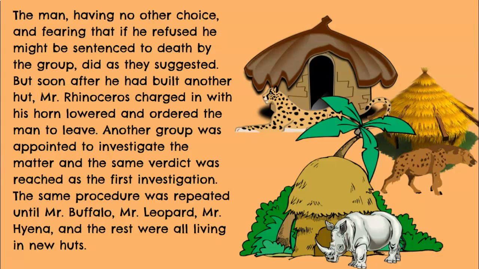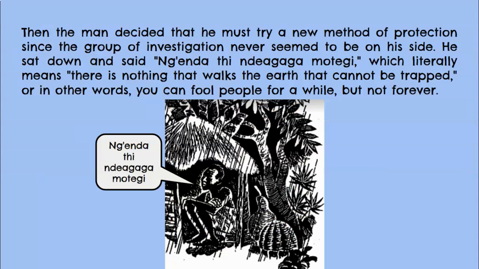But soon after he'd built another hut, Mr. Rhinoceros charged in with his horn lowered and ordered the man to leave. Another group was appointed to investigate the matter, and the same verdict was reached as the first investigation. The same procedure was repeated until Mr. Buffalo, Mr. Leopard, Mr. Hyena, and the rest were all living in new huts. Then the man decided that he must try a new method of protection, since the group of investigation never seemed to be on his side.